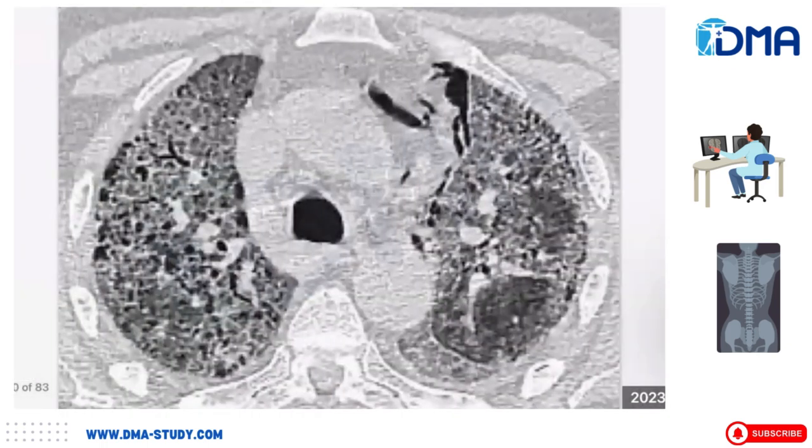What is this picture? This is a CT image of which disease? Come on. Say ARDS. Acute respiratory distress syndrome. Okay, the entire lung parenchyma is involved. It is an ARDS, acute respiratory distress syndrome.